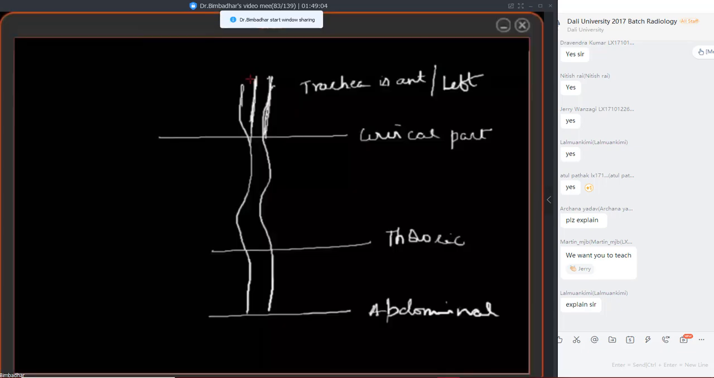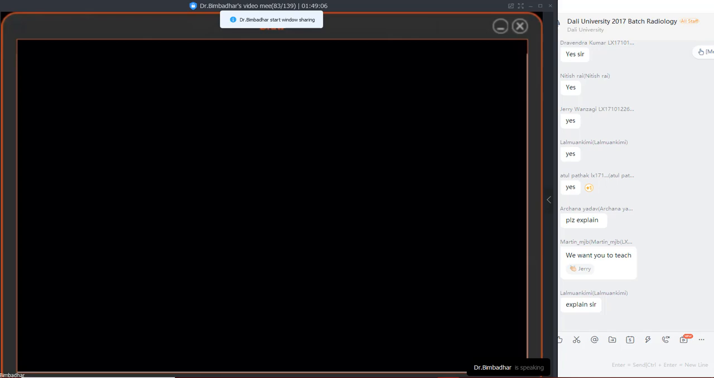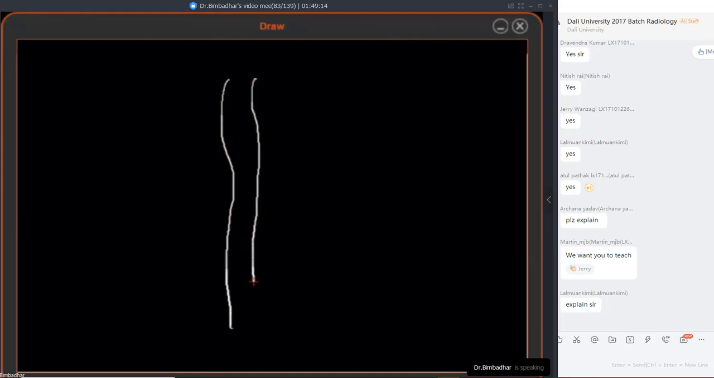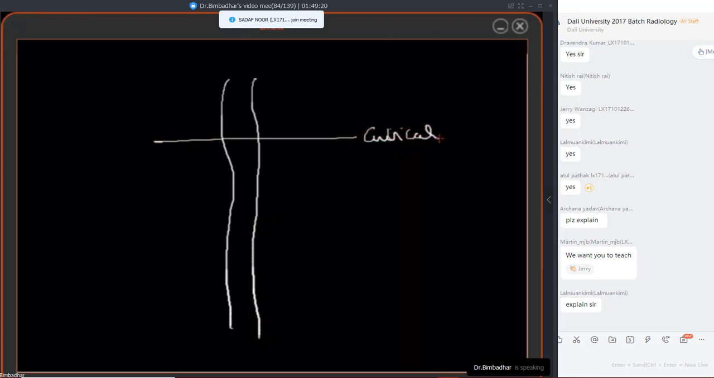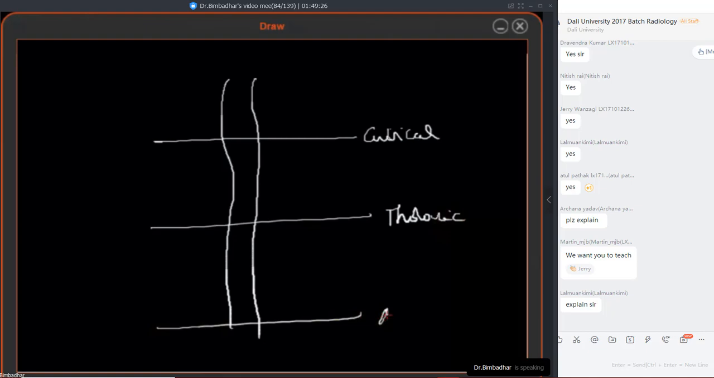Let's recall once again. We have got three parts of the esophagus: the cervical part, then the thoracic part, and then the abdominal part.